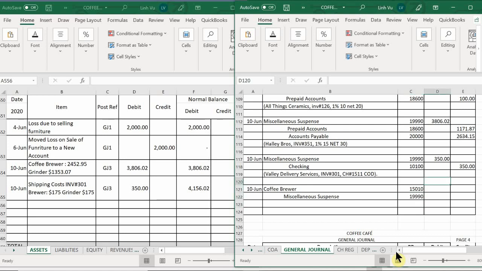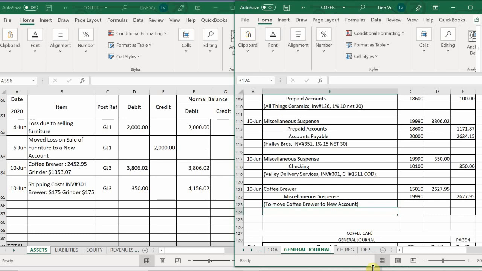So how much am I taking out? 2,627.95. Okay, and I'm going to go ahead and put in my description to move coffee brewer to new account.